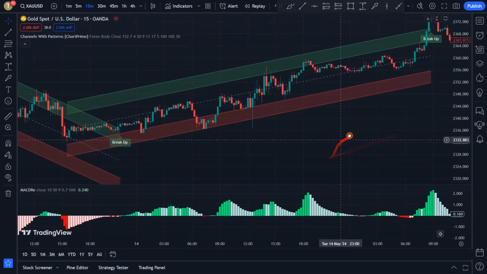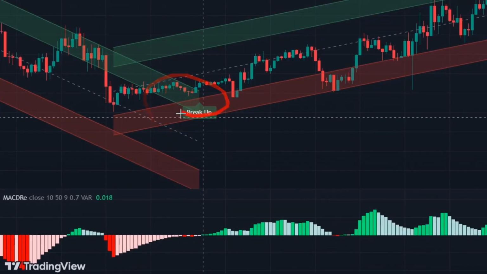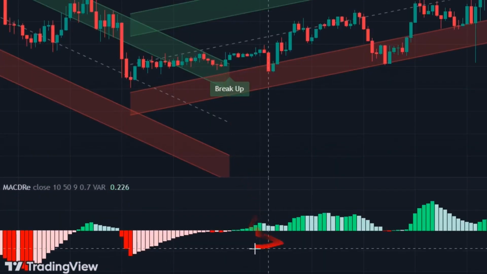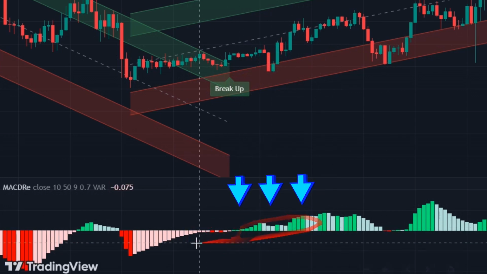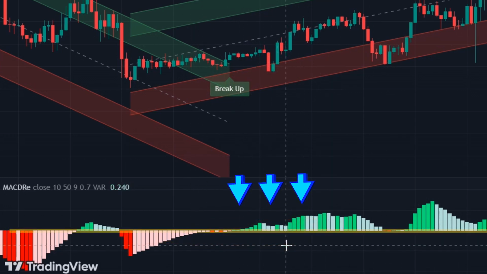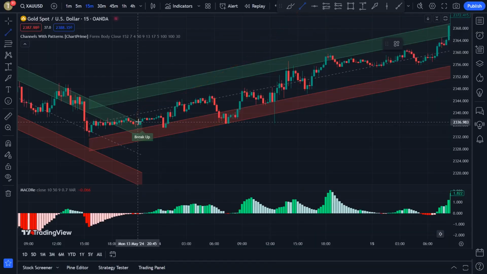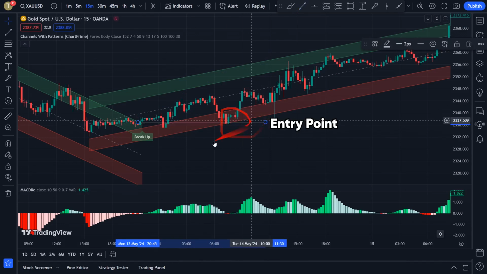Let's start with buy orders first. When the price moves towards the upper channel and you see a green breakout, you can trust this signal. However, before that, we need to check the MACD indicator and make sure that at this point, the histogram is green and above the zero line. Once we confirm this, we have found a suitable entry point for a trade and can enter at that point.